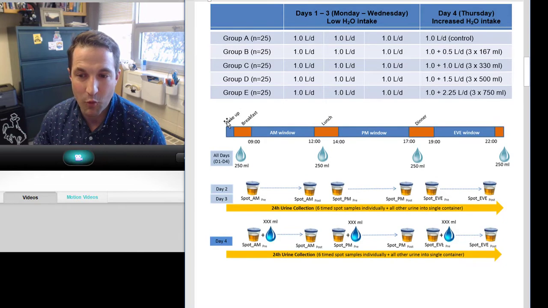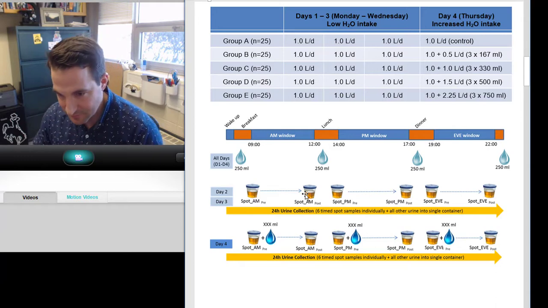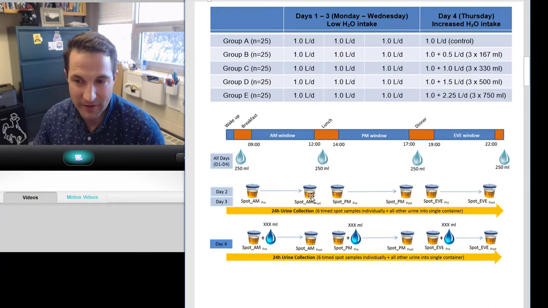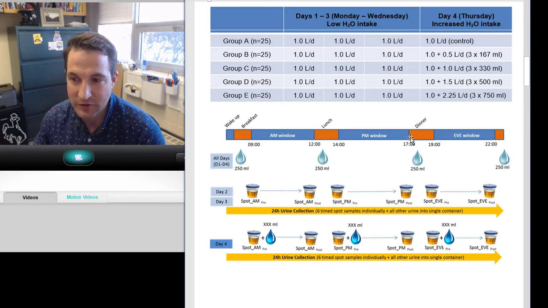The participant will wake up, they will drink their water with breakfast, then right after breakfast at around 9 o'clock, they'll provide a spot urine sample. Okay? Then they will provide another spot urine sample right before lunch. They'll drink some more of their water, provide another spot urine sample after lunch. They'll go until before dinner.